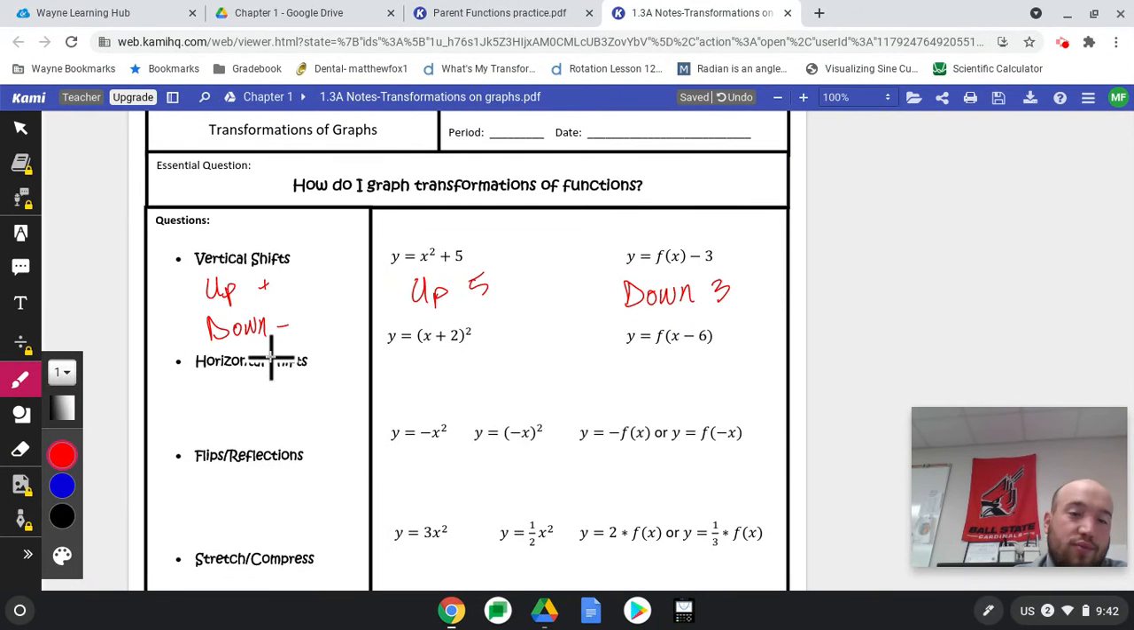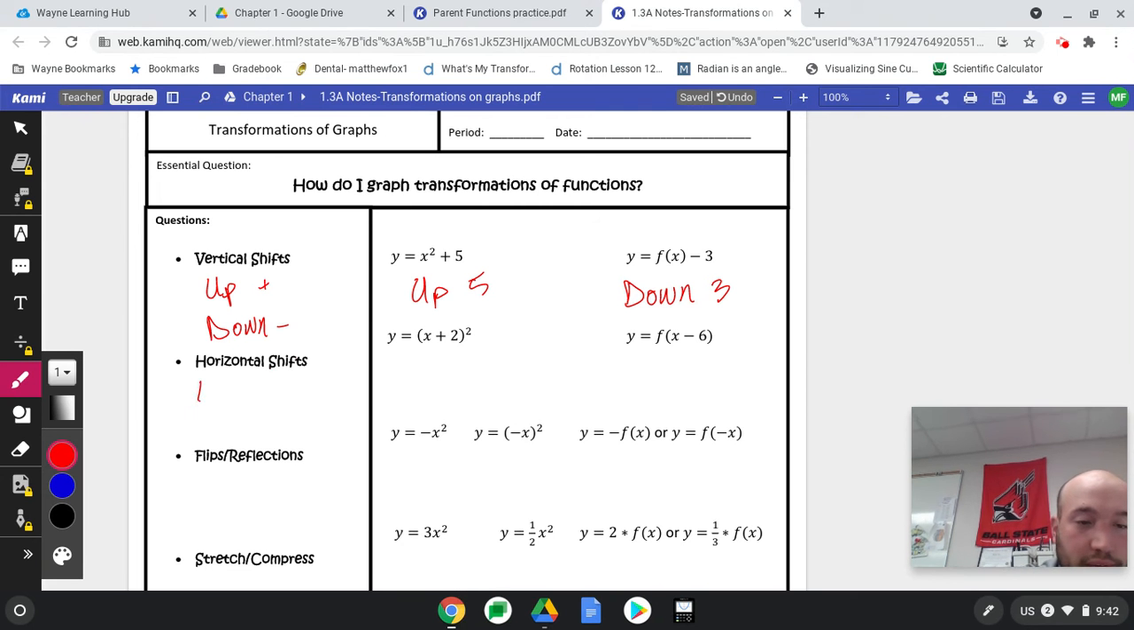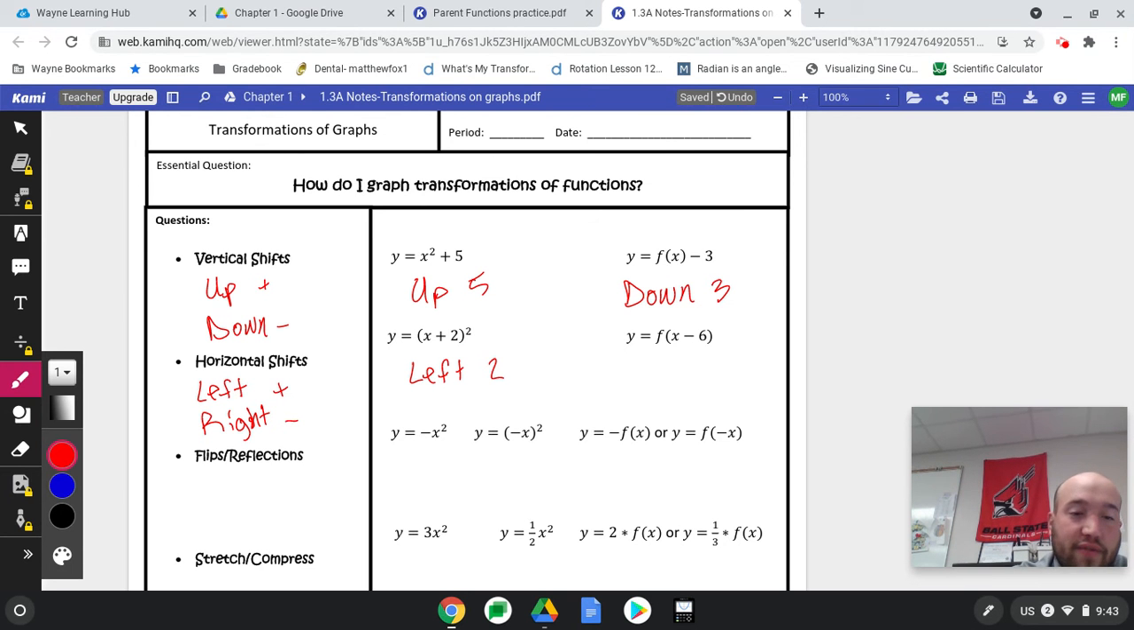Now, sometimes we move left and right, and this is if it's inside of our parentheses. So in this case, left or right. It kind of goes the opposite of what we might expect. For us to go left means there's plus something. If it's right, it's going to be minus something. So x plus 2 would cause it to go left 2. f of x minus 6 would be right 6.